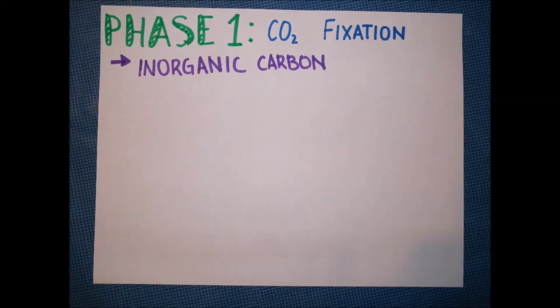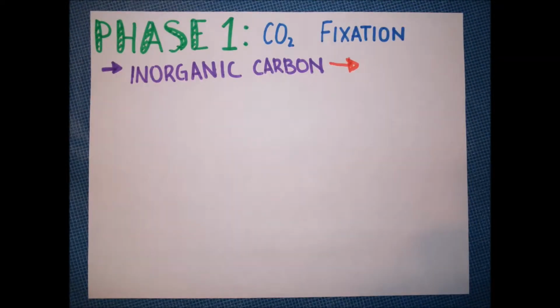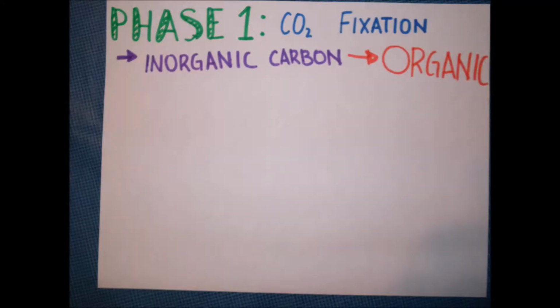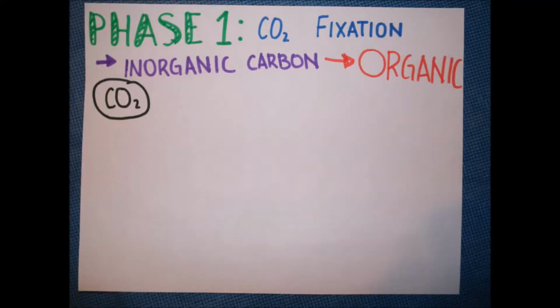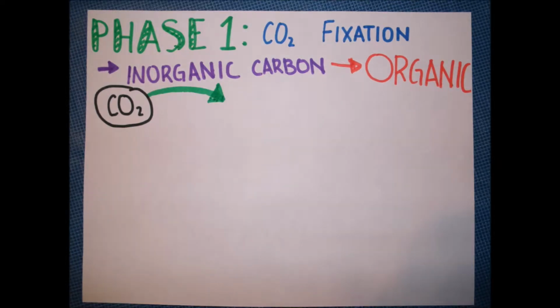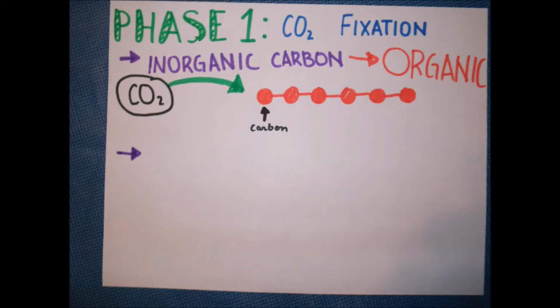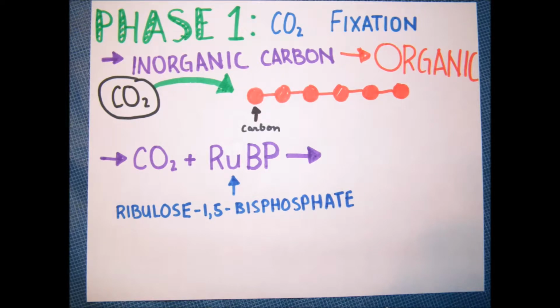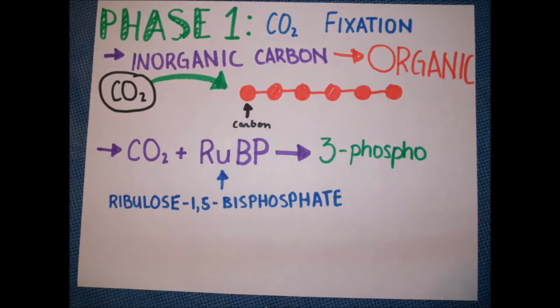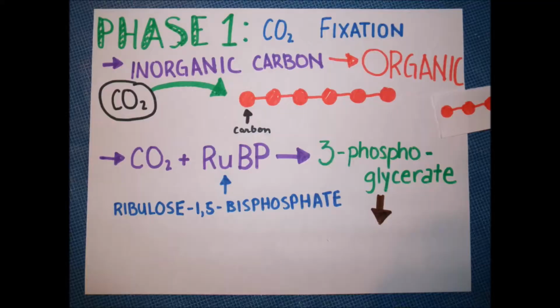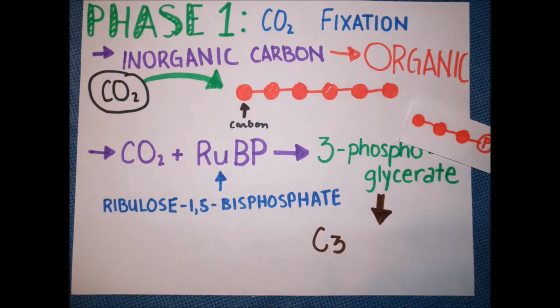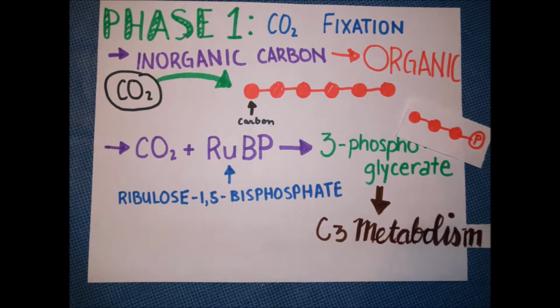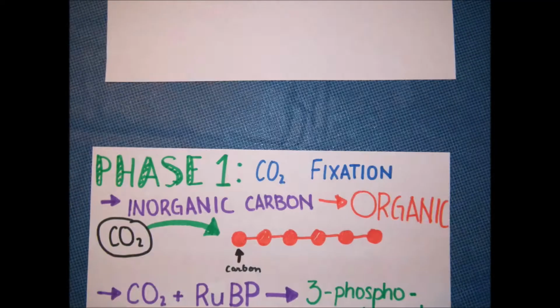Phase 1. Carbon fixation is converting carbon dioxide, an inorganic compound, to a carbohydrate or a sugar, an organic compound. Basically, you want to incorporate carbon into a carbohydrate. So CO2 reacts with RuBP, which is a 5-carbon sugar. This then makes 2 3-phosphoglycerate, a 3-carbon molecule. This process is also known as C3 metabolism.